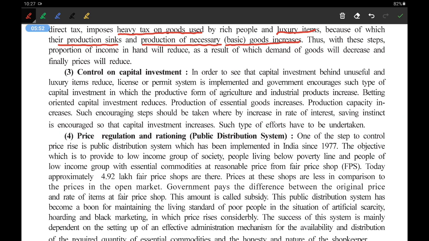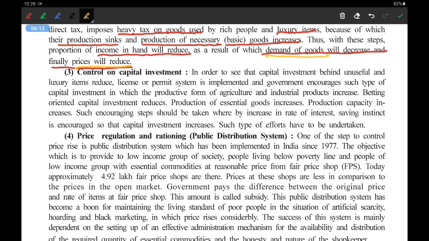Thus, with these steps, the proportion of income in hand will reduce, and ultimately the income in the hand will go down. As a result, the demand for the goods will decrease, and finally the prices. Again, the rule of economics comes in here: as the demand goes down, the prices will also go down.